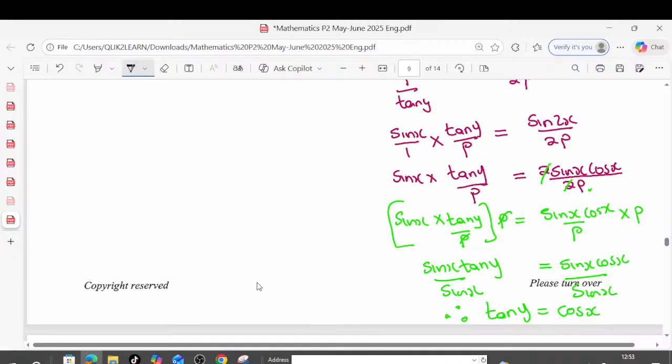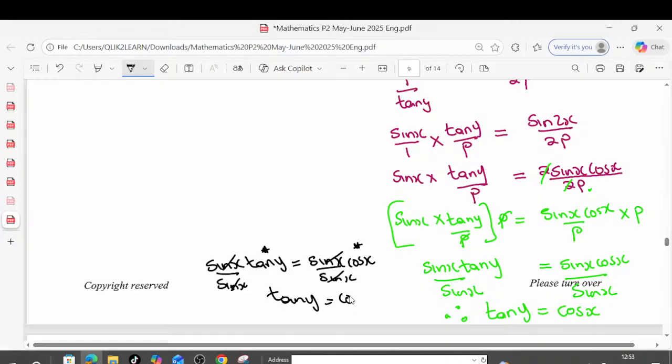If I can just quickly rewrite this, I have sine x tan y, because someone is asking in the comments, why are we dividing by sine x? So this will be sine x cos x. Look at this. I need to have this and this, so I need to get rid of sine. I can just divide both sides by sine, because we need to remove those so that we are only left with tan and cos. So this will be tan y is equal to cos x.